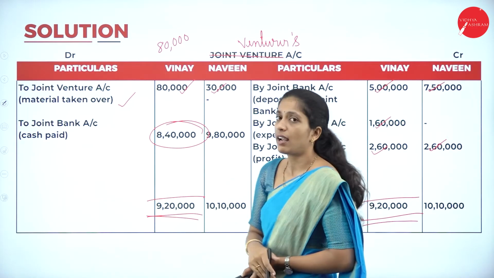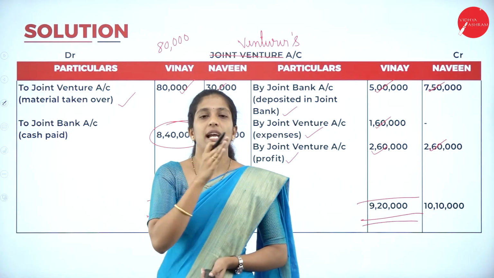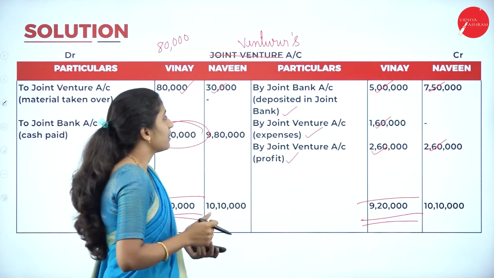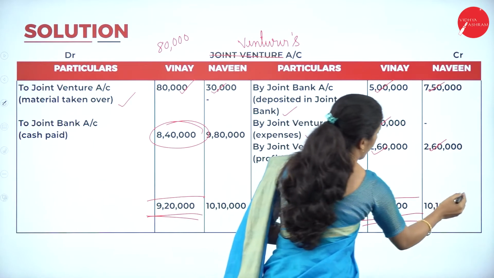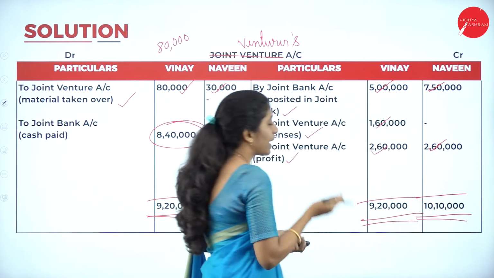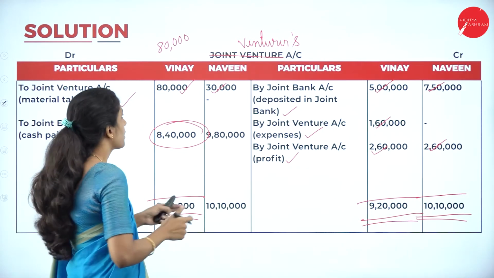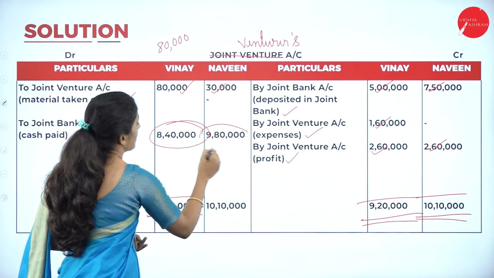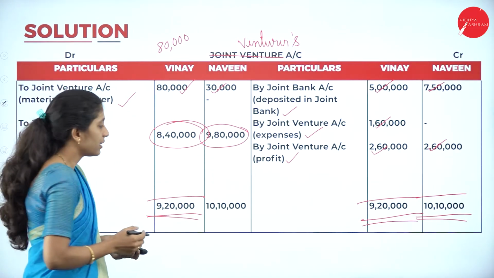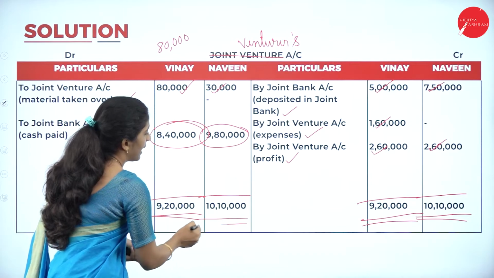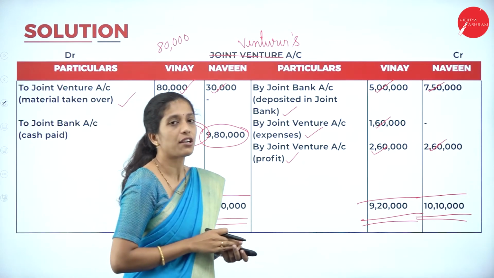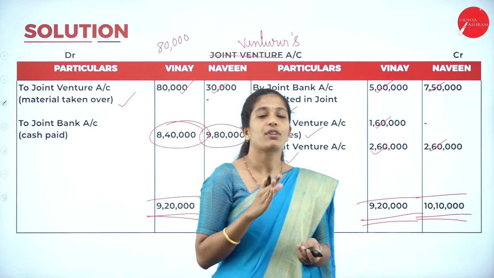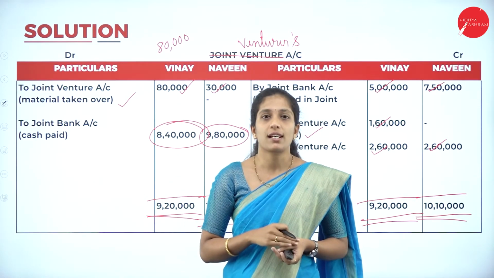How much? 8,40,000. In the same way, do the same for Naveen. If you add the credit side of Naveen, you'll get the amount of 10,10,000, whereas on the debit side it is only 30,000. So I'll get a balancing figure of 9,80,000. Transfer that 9,80,000 to the joint bank account in the bracket, cash paid. So this is how we prepare the venturers account.